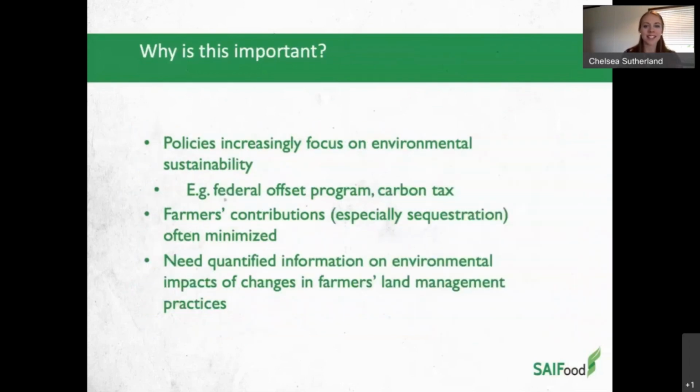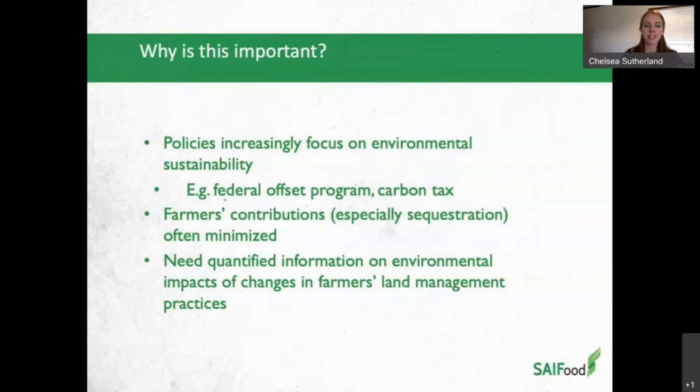Why is all of this science important? Policies increasingly focus on environmental sustainability. Current policy discussions such as the federal carbon offset program and the proposed increase to the federal carbon tax not only have environmental impacts, but they also impact farmers economically. Farmers' contributions towards improved environmental sustainability and especially improved sequestration in their soils are often minimized. But we need quantified information on the environmental impacts of farmers' land management practices in order to contribute in a meaningful way to these policy discussions.